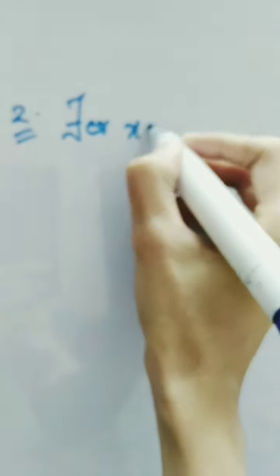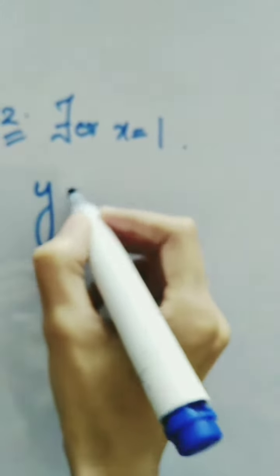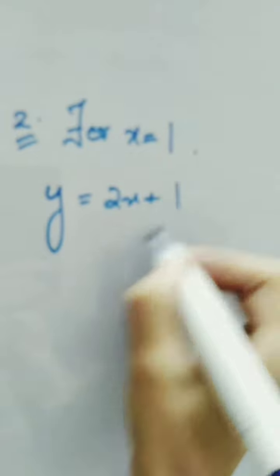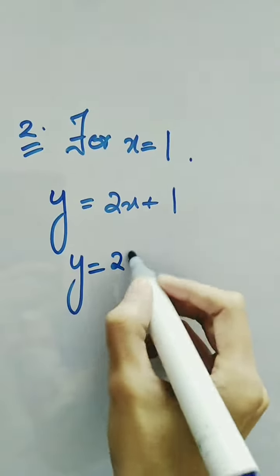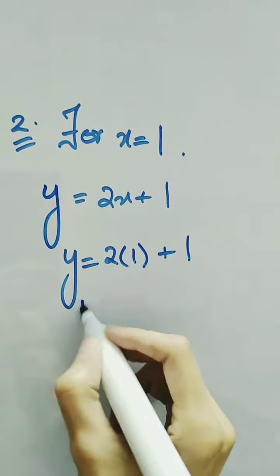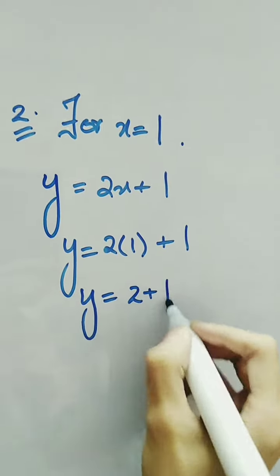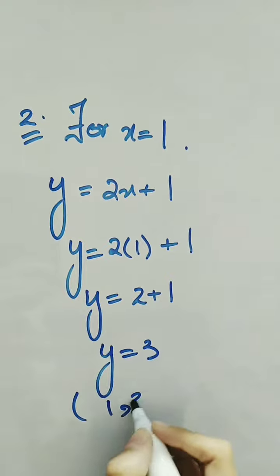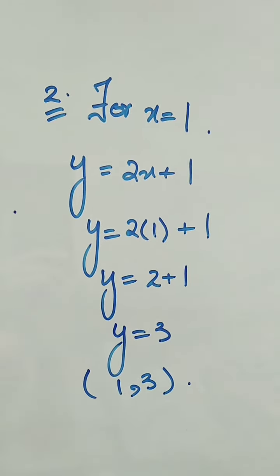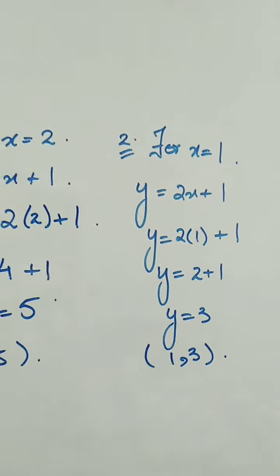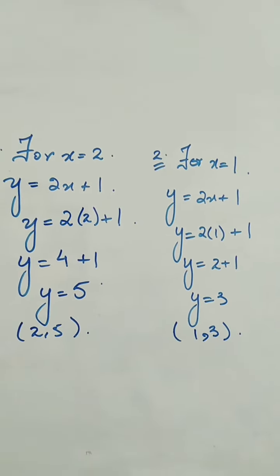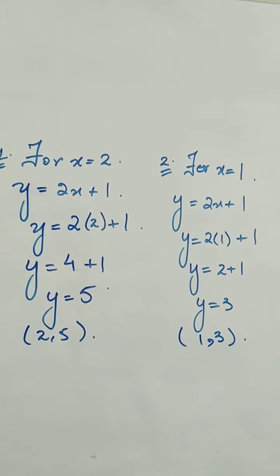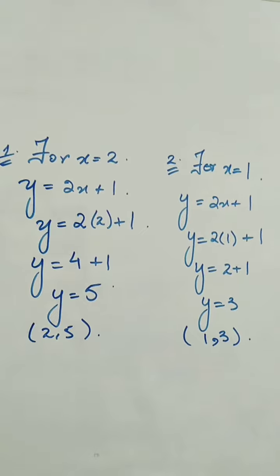Now we will find out the value of y for x is equals to 1. We will have y is equals to 2x plus 1, and then y is equals to 2 plus 1, and y is equals to 3. Or we have coordinates 1, 3. So we have two pairs of coordinates, 2, 5 and 1, 3, for the given equation and curve.